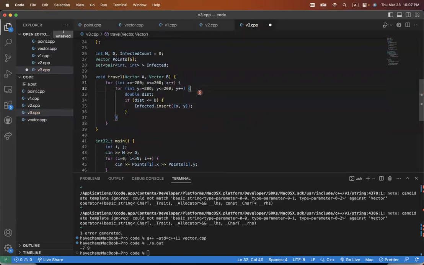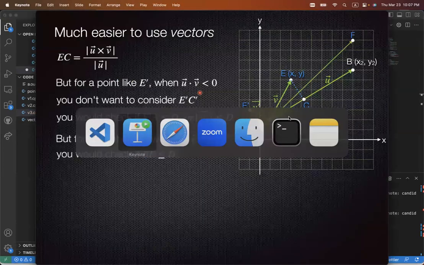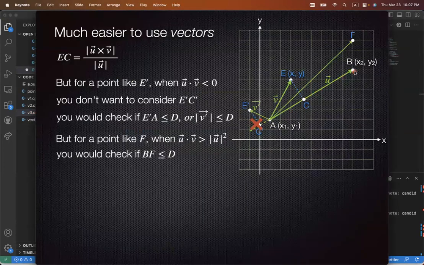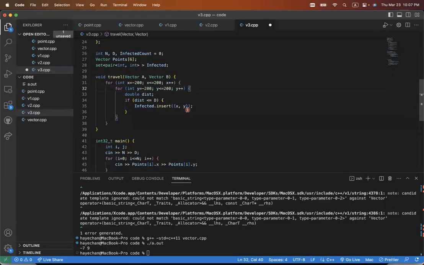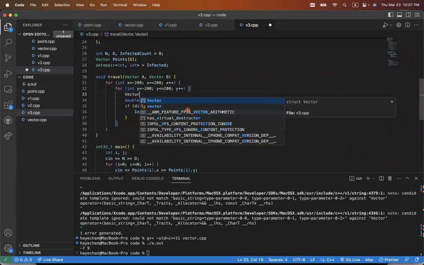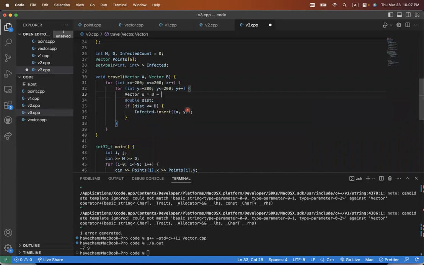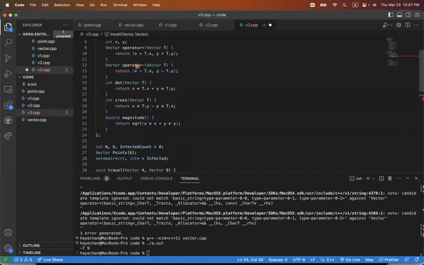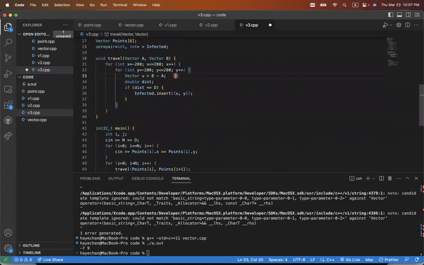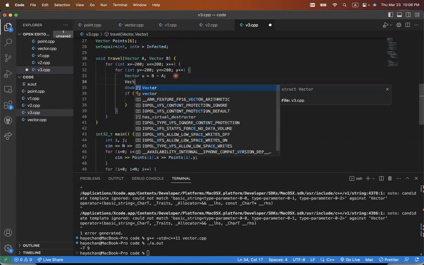Okay, so how do we calculate the distance again? Let's look at the diagram here. We want to calculate the cross product between u and v first. So how do we get u? U is b minus a. So vector u is b minus a. Isn't it nice that we overloaded the minus operator? We can just do that. Okay, so that's u. And what about v?